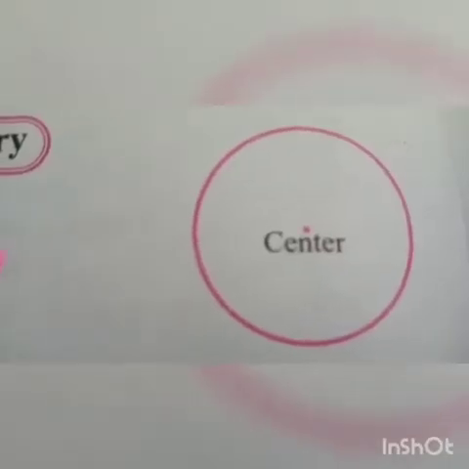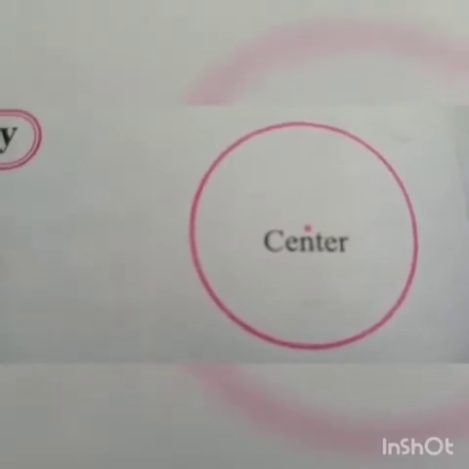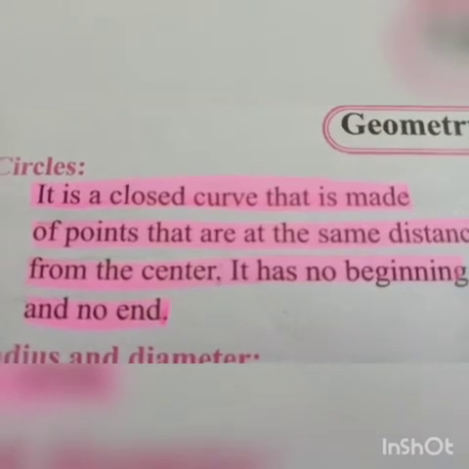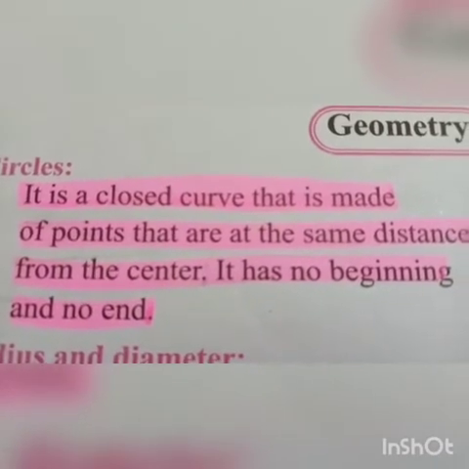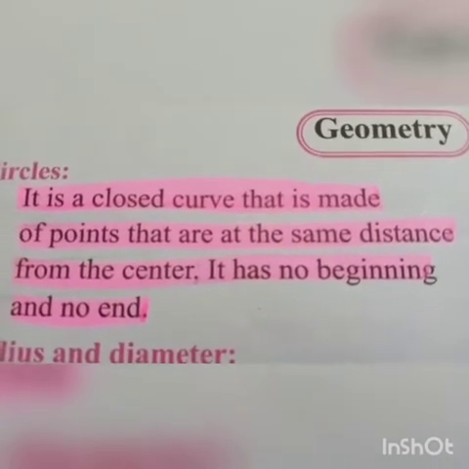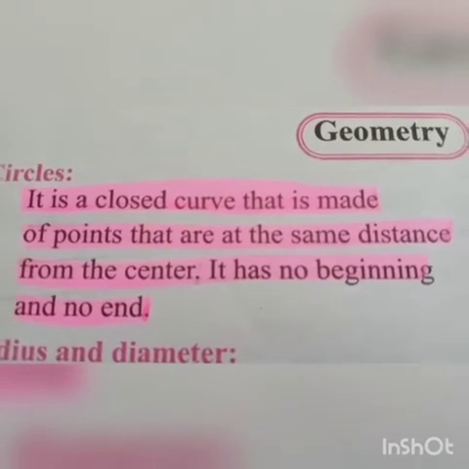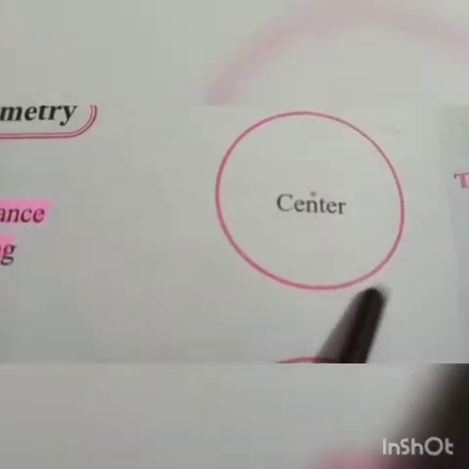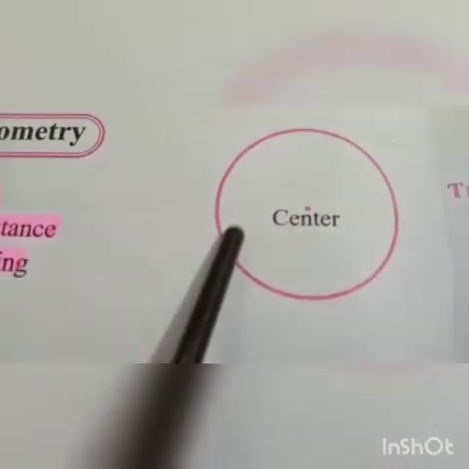Now we are going to learn the definition of circle. It is a closed curve that is made of points that are at the same distance from the center. It has no beginning and no end. As in this figure, you can see that there is no beginning and no end.